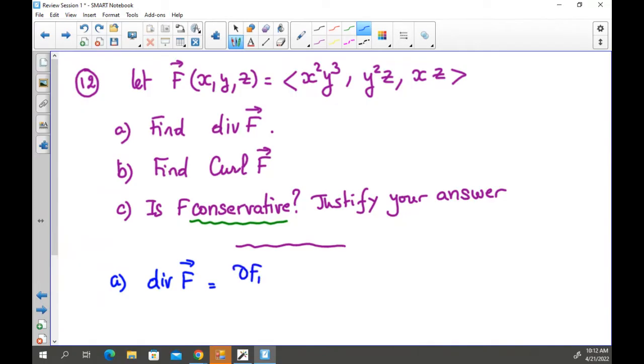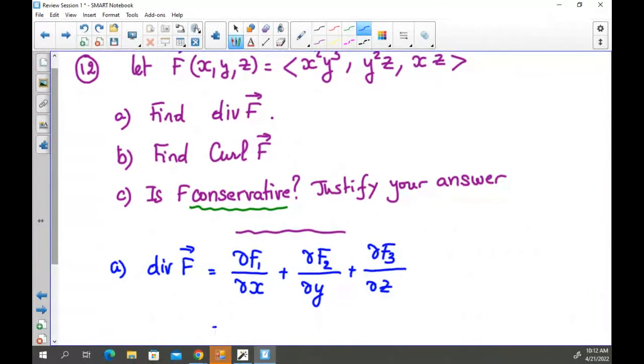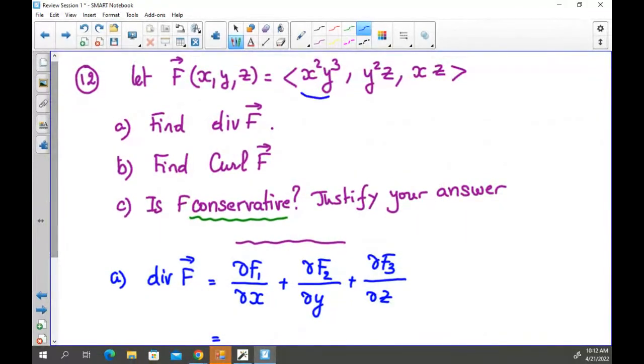It's df1 over dx plus df2 over dy plus d of f3 over dz. So this is what is called the divergence. So we need to differentiate. This is F1, this is F2, this is F3.